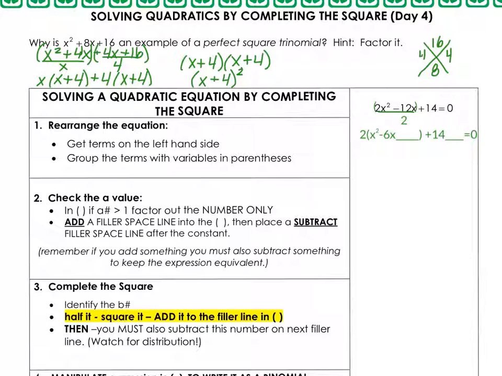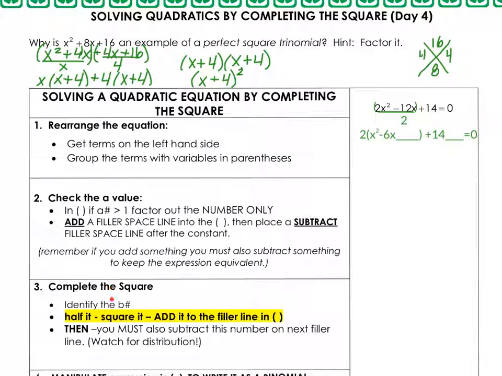When I do that, the 2 comes out front and I'm left with x squared minus 6x, and I've already done the filler space line in the parentheses. Remember, we're adding something to our picture to complete the square, but if we add something we also must take it away. Our note here is that you have to remember to do that and keep the expression equivalent.